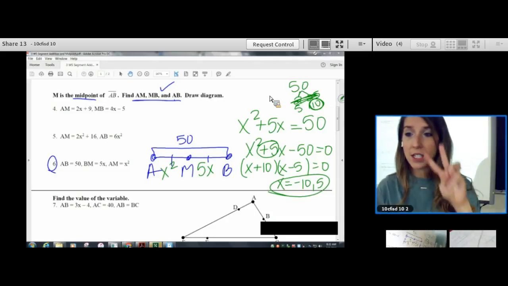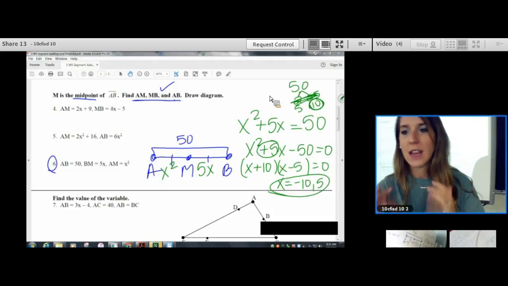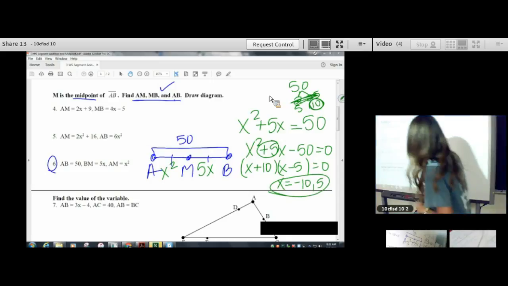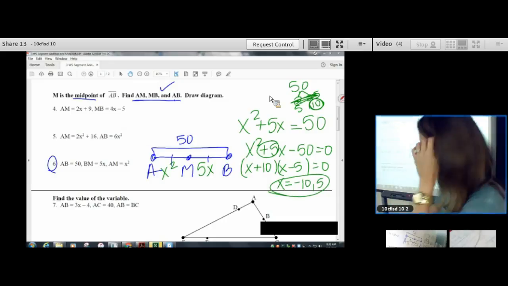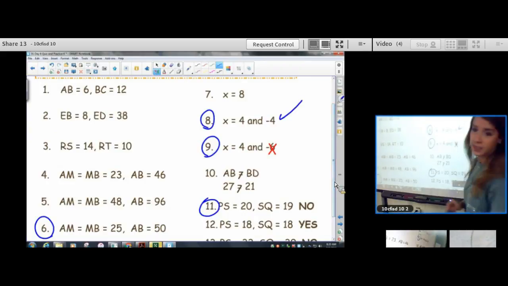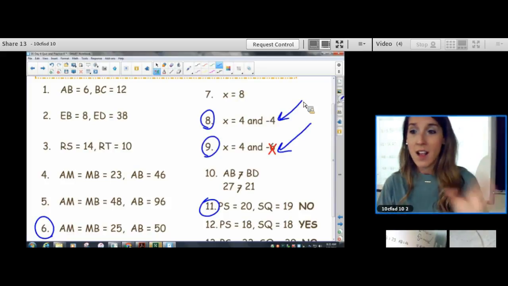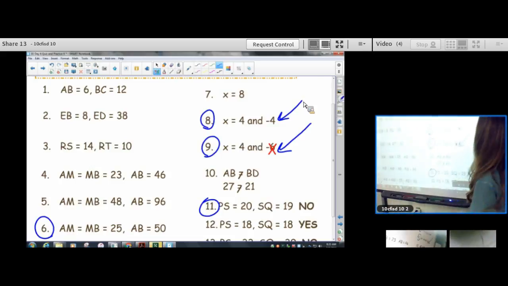So there are 2 answers for x. But when you plug them both in, you're still going to get AM is 25 and MB is 25. But there are 2 answers for x. That's why we're going to throw one of them out. So when you have a quadratic and you get 2 answers, sometimes you keep both of them. Let me show you. Sometimes you keep both answers, and sometimes one answer does not make sense. So like on number 9, that answer did not make sense. It didn't make a positive length because length has to be positive, so we throw it out. The same is true on this one.